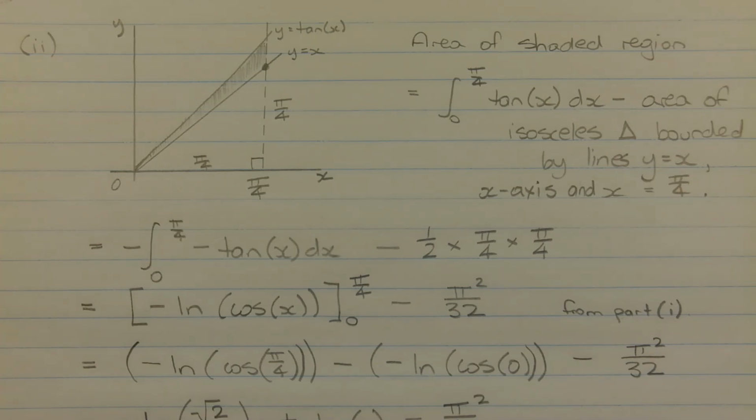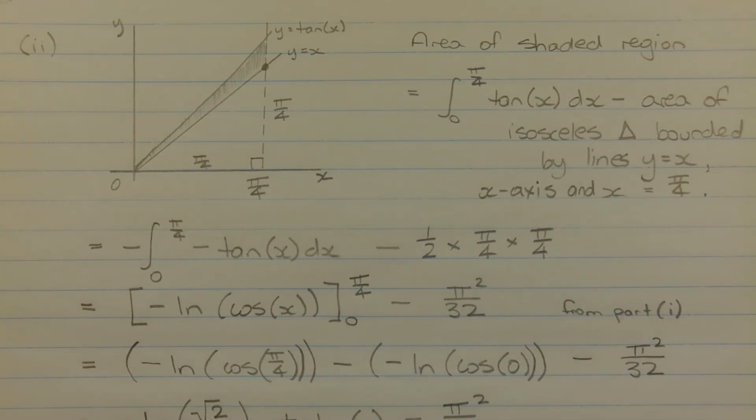Now we can use the result in Part 1 to find the integral of tan x dx by changing the positive tan x into a negative tan x. If you recall, the derivative of ln of cos x is negative tan x, so integrating negative tan x we get ln of cos x. So we can change the positive tan x into a negative tan x, and then cancel the negative in front of the tan x by placing another negative in front of the integral itself. The expression becomes negative integral of negative tan x dx from x equals 0 to x equals pi over 4 minus half times base times height, so half times pi over 4 times pi over 4.